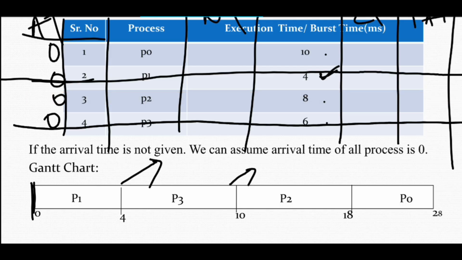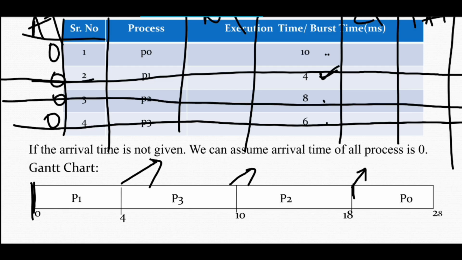P3 is executed. Then from 8 and 10, 8 is smaller, so P2 is executed. P2's burst time is 8 seconds, so 10 plus 8 is 18. Then P2 also terminates. Then in the last, P0 is executed for 10 seconds, from 18 to 28. This is the simple funda.